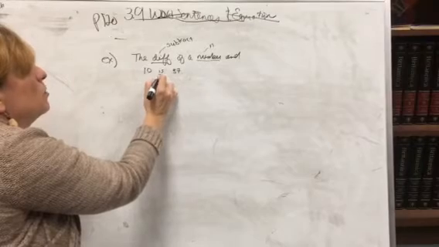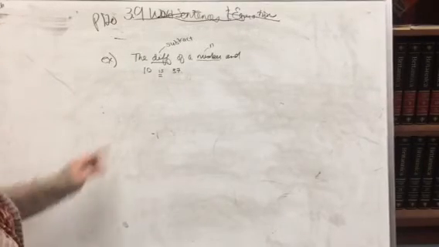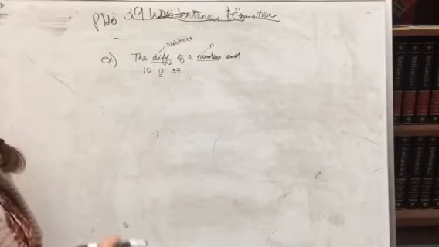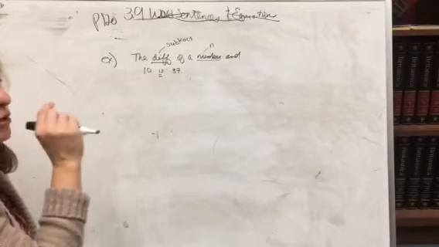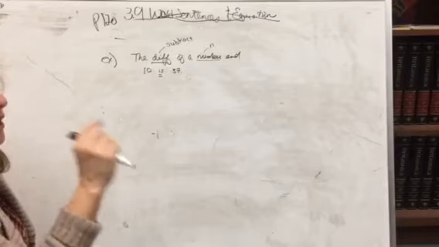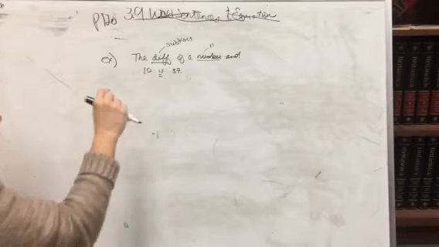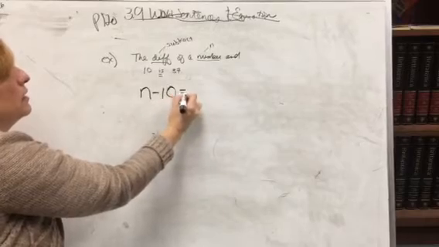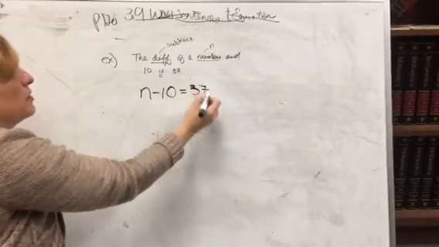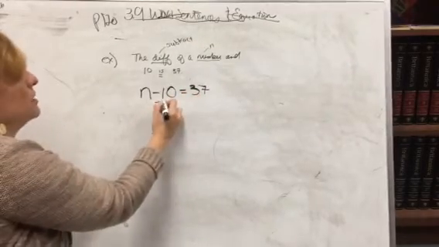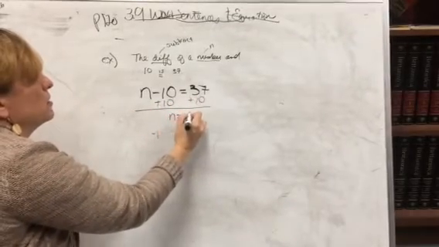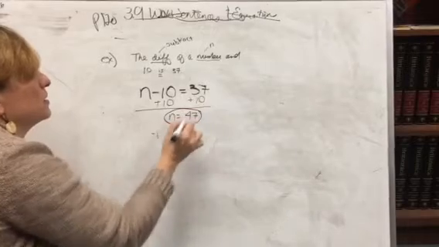Is means equal. Difference means we're going to subtract. In subtraction, you have to put the right letter or number first. So this says the difference of a number and 10 is 37. So what's the number? Just add 10 to both sides. The number is 47. That's the answer.